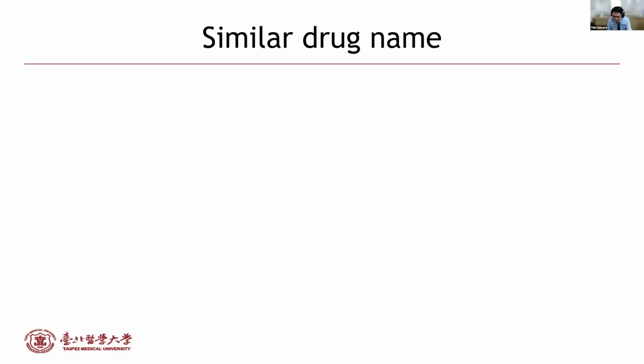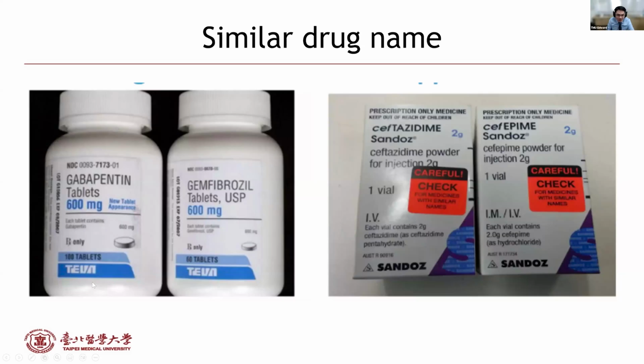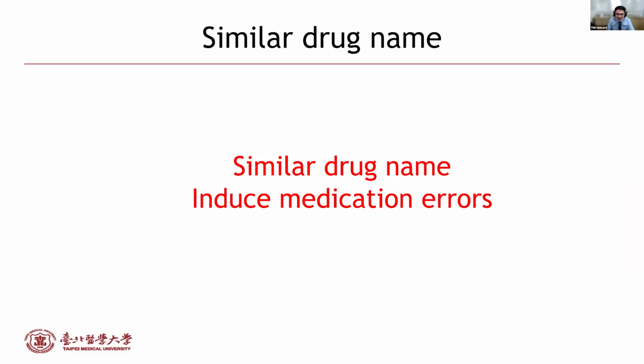In the beginning, I provide one figure. It shows similar drug names. Based on this figure, what do you think? You can see there are similar drug names, like gabapentin and gemfibrozil. We don't care now about the pharmacology, but the drug names are very similar. The figure on the right-hand side is the same. They are actually different drugs, but the drug names are very similar. So it will induce medication error, because with a similar drug name, if I want to order drug A, sometimes I may order the wrong drug, which induces medication errors.